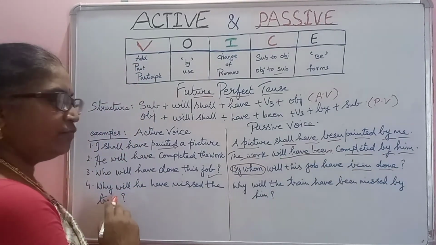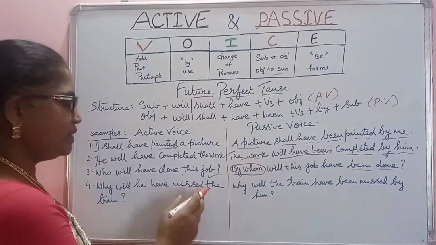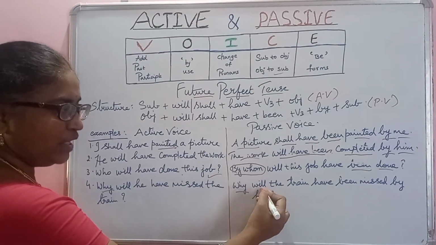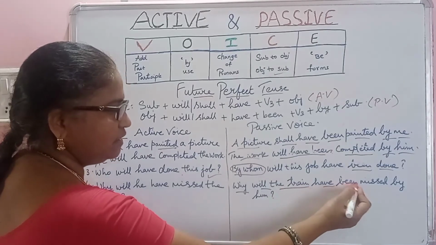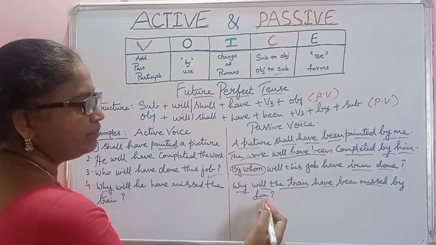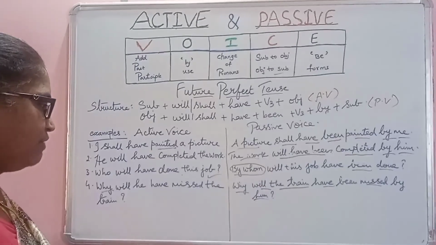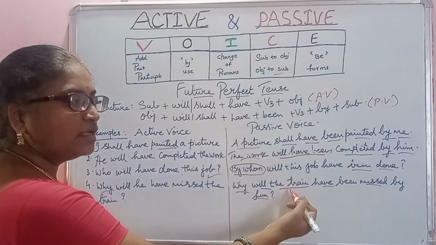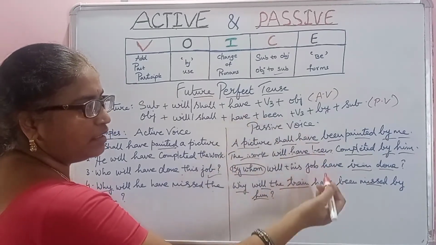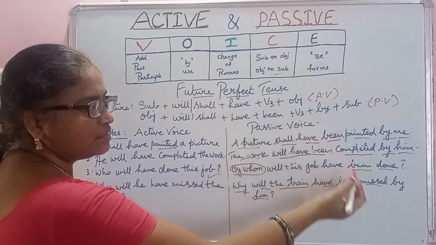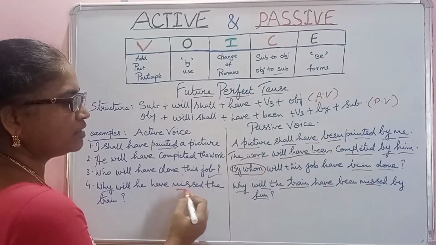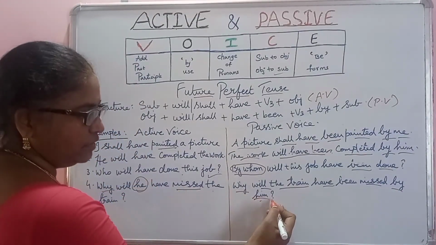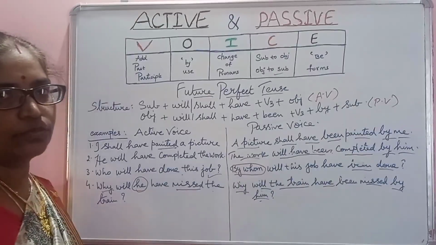The fourth one: why will he have missed the train? As usual why has to be used, and will the train have been missed by him. The train is in the object place, so it is mentioned here as the train, and have is as usual in the structure, then been, and this is the V3 form of missed. By is followed, and he has changed into him. So this is what we learned from the future perfect tense.